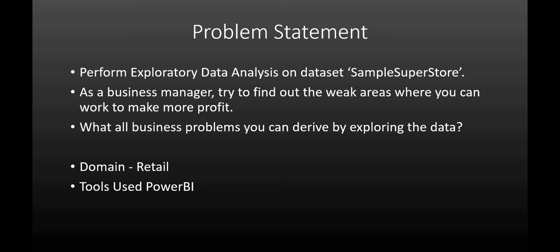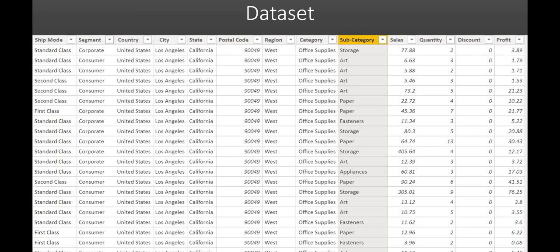The domain of this dataset is retail, and the tool which has been used for the analysis is Power BI. So let's look at the dataset. The dataset looks like this in Power BI in the data view. We can see that there are several columns, namely ship mode, segment, country, city, states, postal code, region, categories, subcategories, sales, quantity, price and discount.